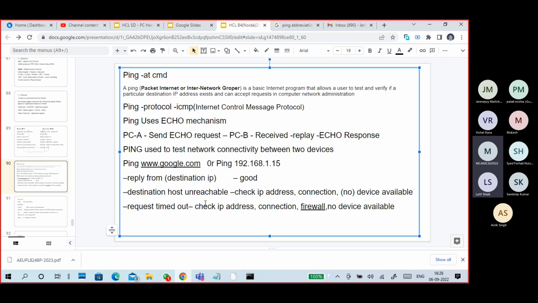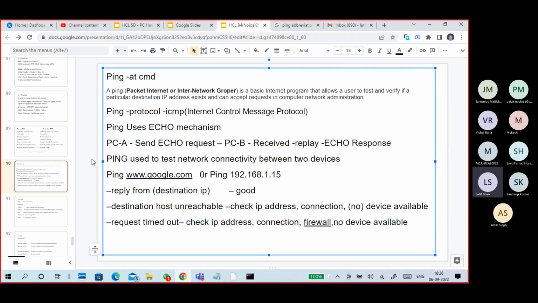See guys, for every outcome you have to do cross verifications. You have to check the IP addresses of both the PCs, correct or wrong. Both are in the same physical network and logical network. Yes, connection is good, the device is there, everything is fine. So then there can be a problem with your firewalls. What is this firewall? Every PC has a built-in firewall by default.